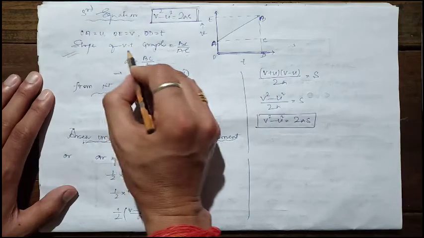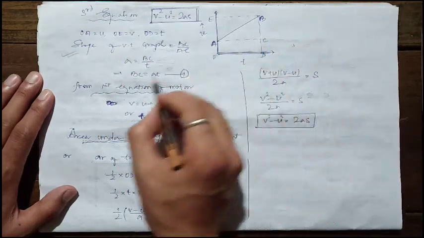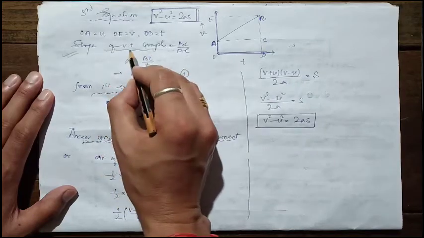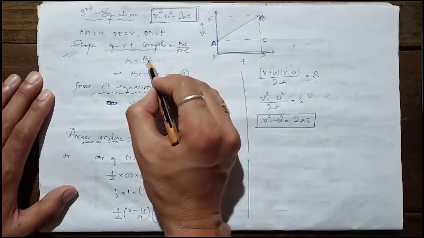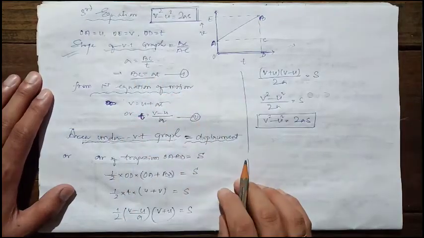Now students, you know the slope of the VT graph. How to calculate the slope of the VT graph? That's BC by AC. Slope means what? Slope gives us the acceleration. Now BC is BC, and in place of AC, AC is replaced by t. So we got this: BC is equal to at.